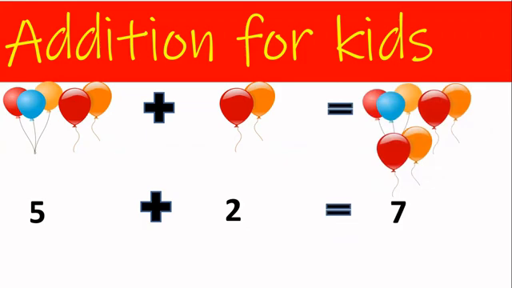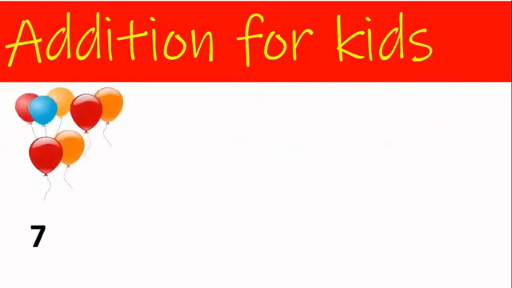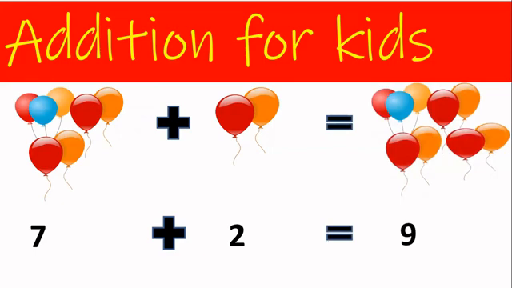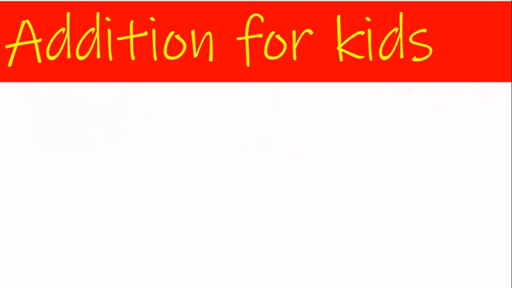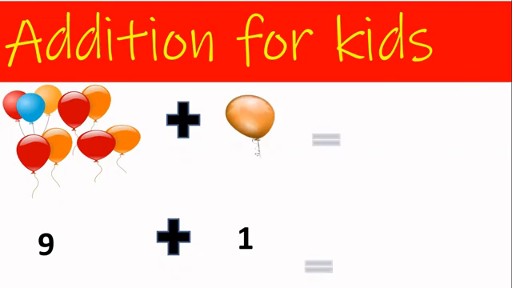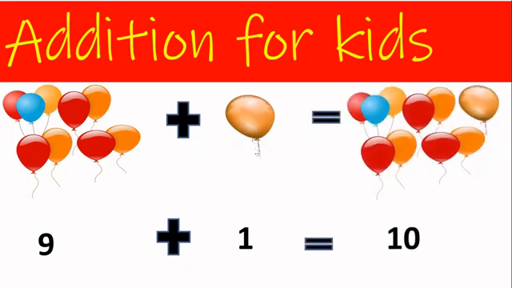Very good. Now next. Here we have 7 plus 2. 7 and add 2 to it. It will give you 9. We have 9 balloons over here. Let's see the next one. Now here we have 9 plus 1, which equals to 10. Yes, we have 10 balloons here.